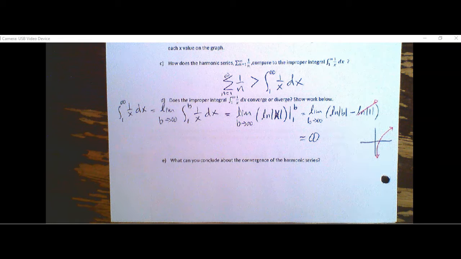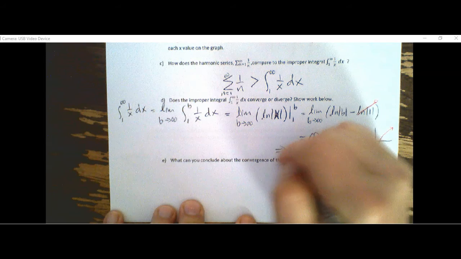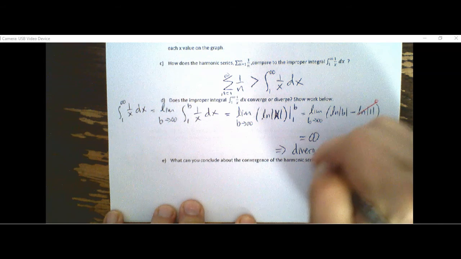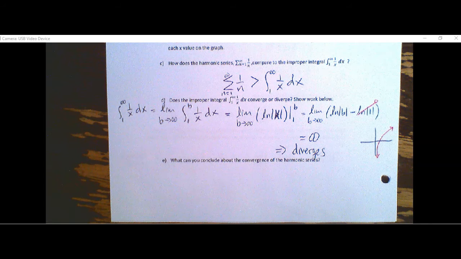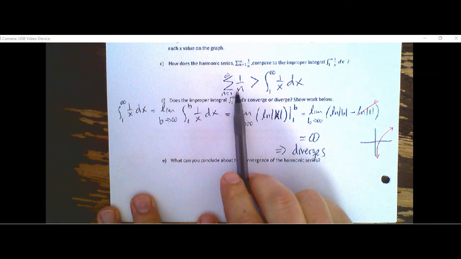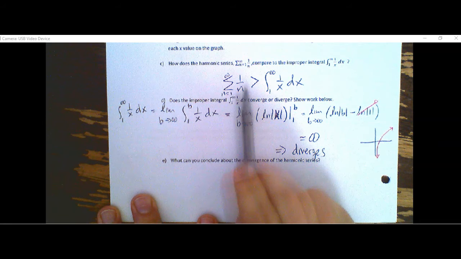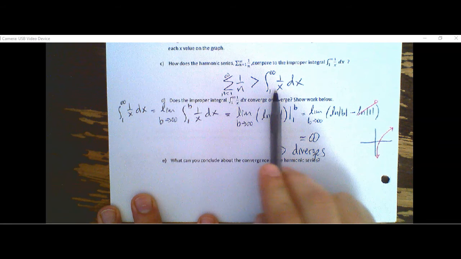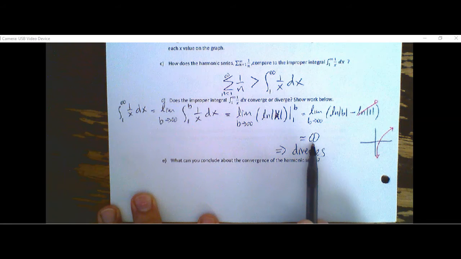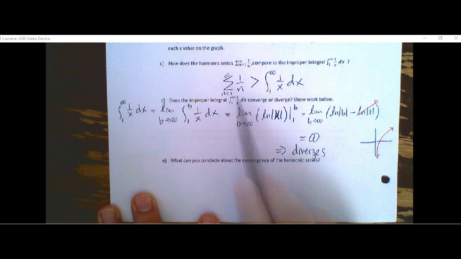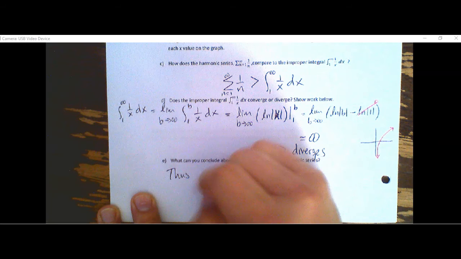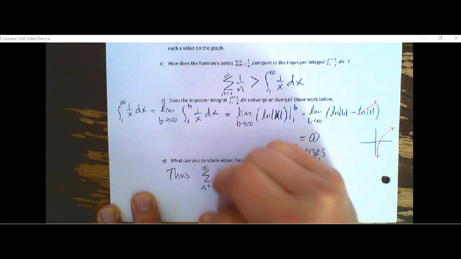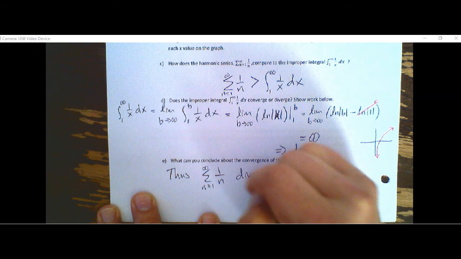So we say this diverges. So this integral diverges. So what can we conclude about this series? Well, note that this value of the series is larger than the integral, and the integral is infinitely large. So that means that this series also diverges. Thus, sigma n goes from 1 to infinity of 1 over n diverges as well.